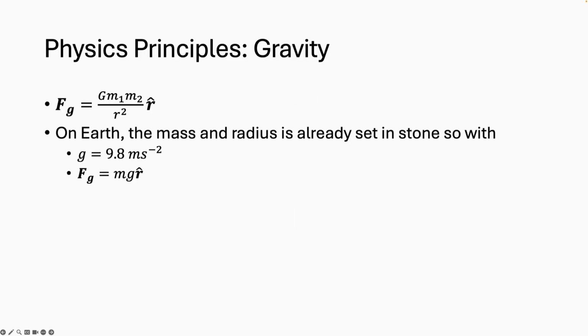Another physics principle we need to know is the gravitational force. Fg is equal to G m1 m2 divided by r squared. Since on Earth the mass of the Earth and the radius are constant, we can replace it with Earth's gravitational constant of 9.8 meters per second squared to get F equals mg.